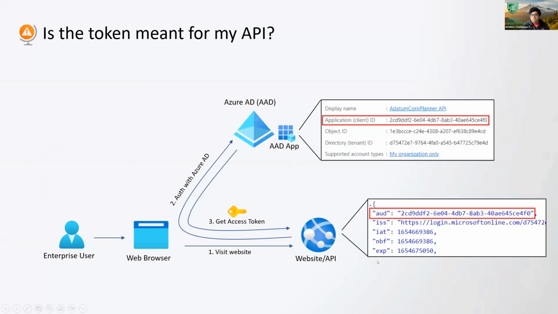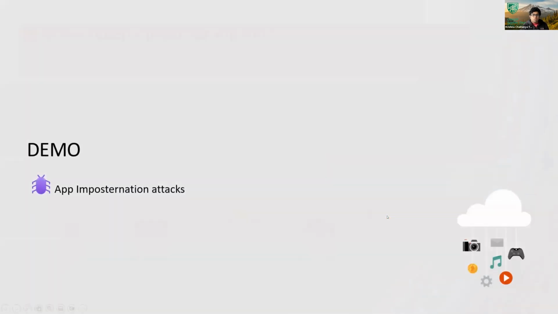So this is the audience check, because the API here is not doing this audience check. We can come in with an AAD app and get a token from a different app for this API, for a different API, and then just replay it. So that is about the demos. Now, I understand that this could be overwhelming and complex, especially if you're not into this place.